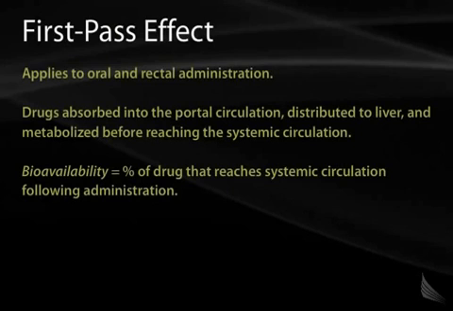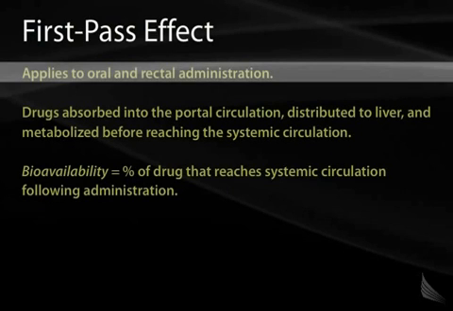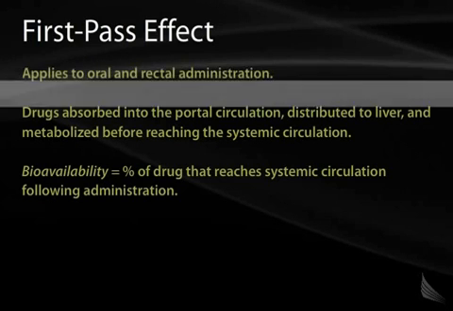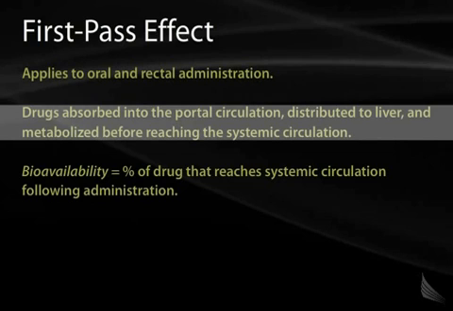The first pass effect is defined as the ability of the liver to degrade medications when they are given through the oral and the rectal routes. Both of these routes lead to the drug hitting the liver through the portal vein first. Obviously, the oral route causes much more of a first pass effect than the rectal route.